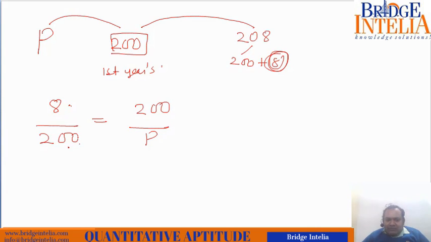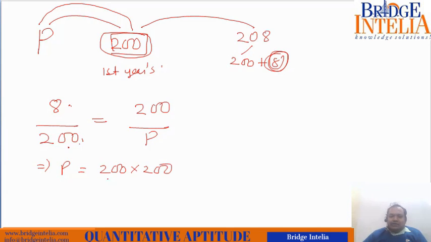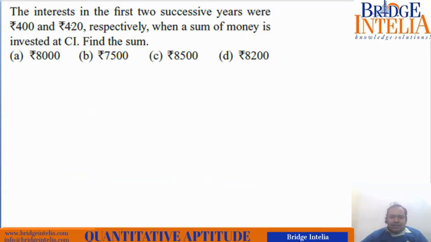So you earn 8 when you deposit 200. Last year you earned 200. So what must you have deposited before that? You can solve it this way as well. So P comes out to be equal to 200 into 200 divided by 8. So 25 into 200, 5,000. So this is a very strong shortcut. So let's see this question.